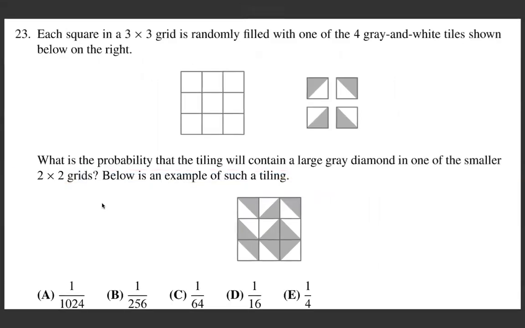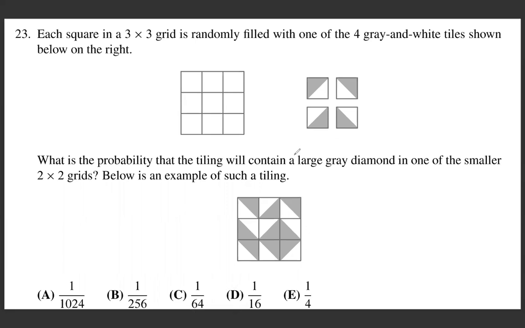Okay, this is the 2023 AMC 8, problem number 23. Each square in a 3x3 grid is randomly filled with one of the 4 gray and white tiles shown below on the right. What is the probability that the tiling will contain a large gray diamond in one of the smaller 2x2 grids? Below is an example of such tiling.